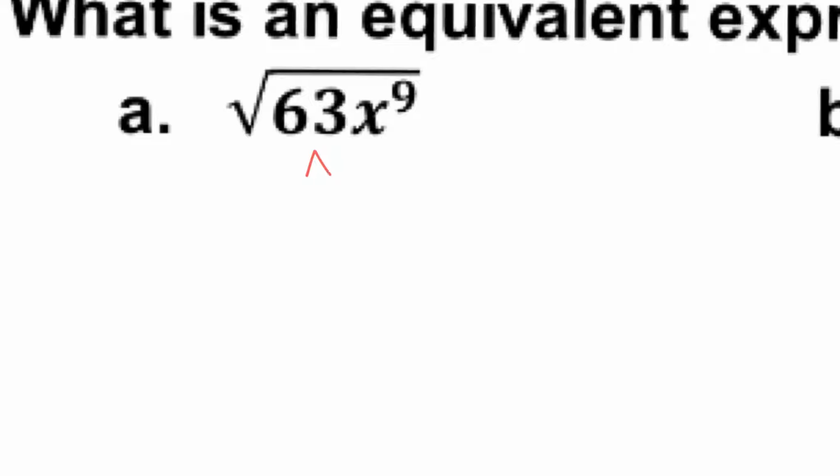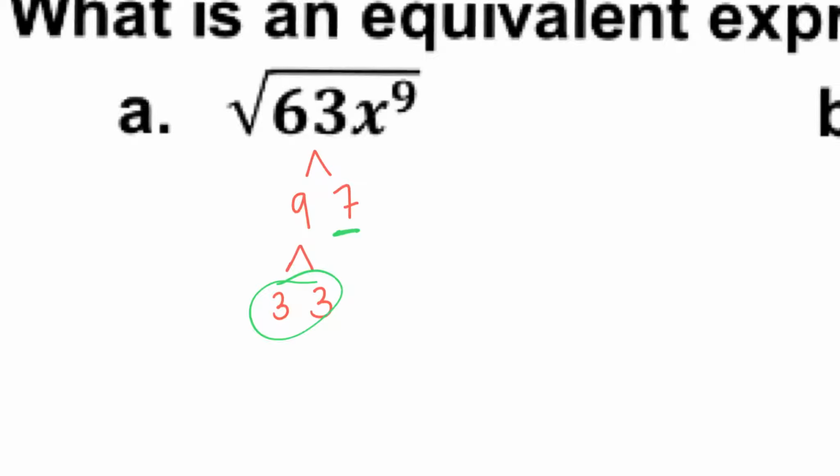So if I take 63, I know that 9 times 7 gives me 63. 7 is a prime number, so I'm going to stop with the 7, but 9 I can break up into 3 and 3. I'm looking for pairs, so this right here is a pair of 3s, and my 7 is left over, so I end up with 3 on the outside and 7 on the inside.